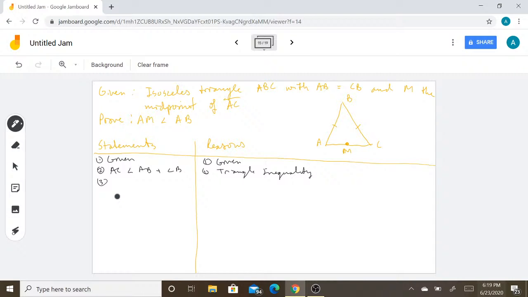And from there we can say that AC is less than 2AB through substitution, because we know that AB and CB are equal in length because it's an isosceles triangle. So this is substitution.